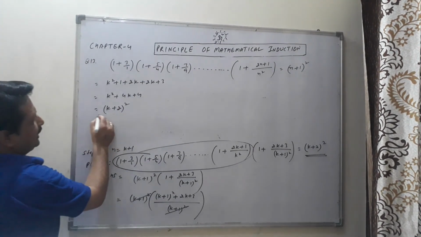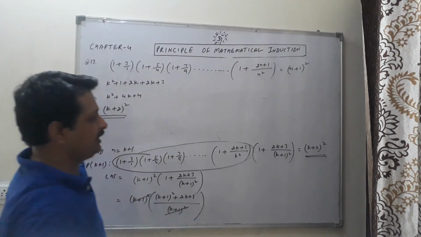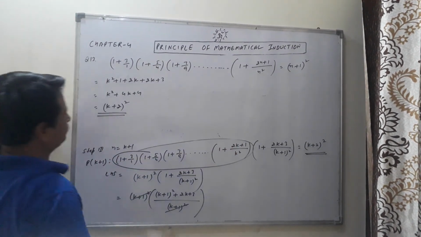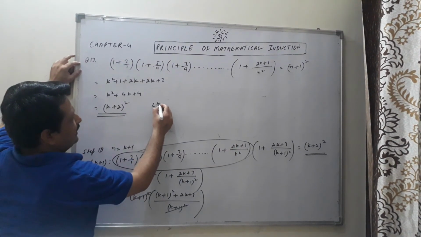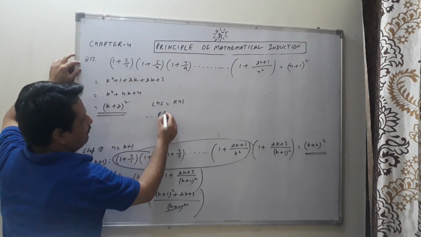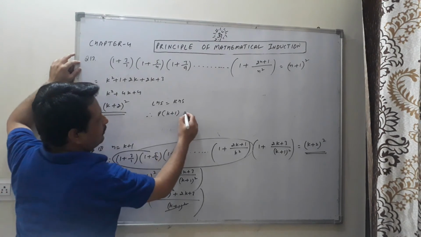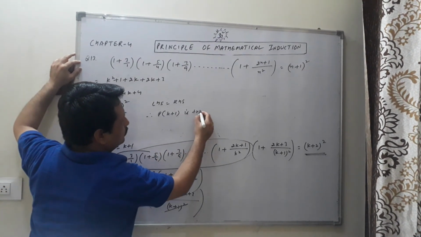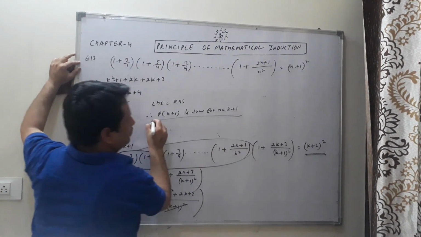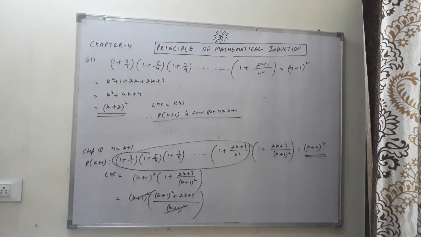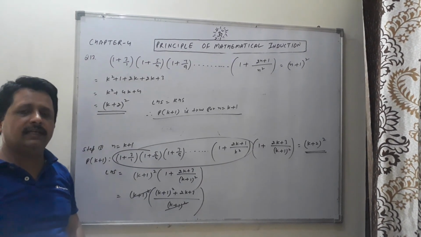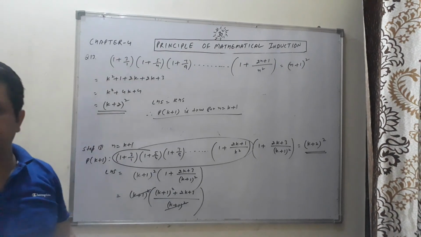Now once again you check it: your left hand side that I have solved here and your right hand side are both the same. Therefore left hand side equals right hand side, and we can say that P of k plus 1 is true for n equal to k plus 1. So this is the solution of question number 13. You students try to solve question number 14 yourself. Very easily you can do that question in the same way.